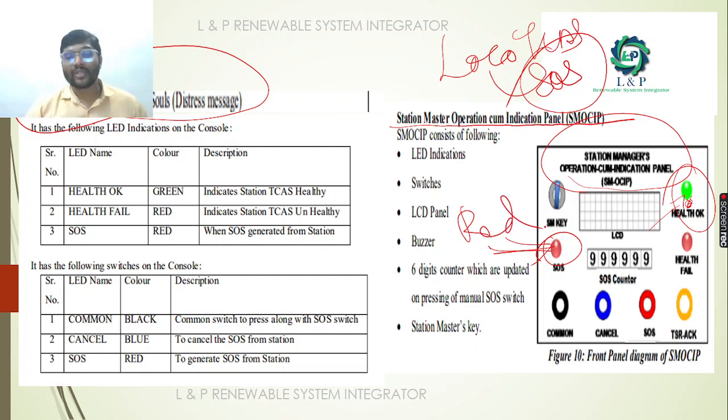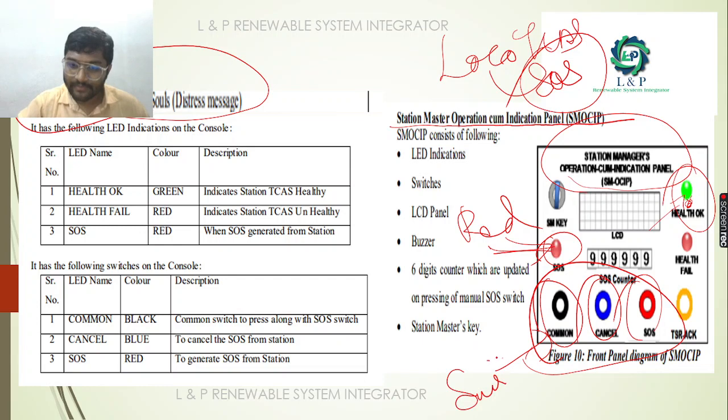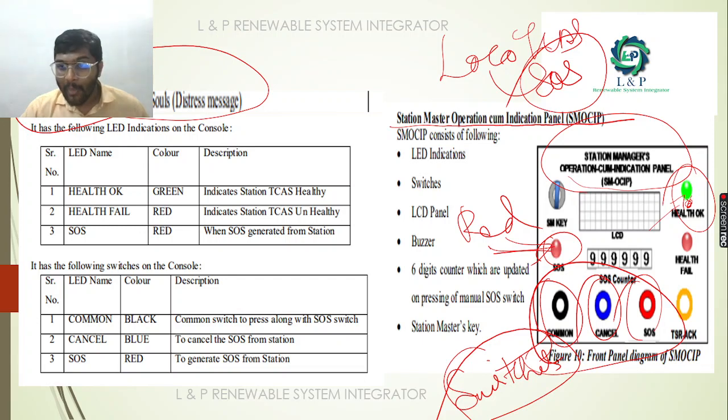And also we have LED indications for a common push button, and also we have a cancel push button, and we also have an SOS. So these three are most importantly the switches which will be operated by the station master, and most importantly, everybody cannot operate it. Unless there is a station master key, nobody can operate it.